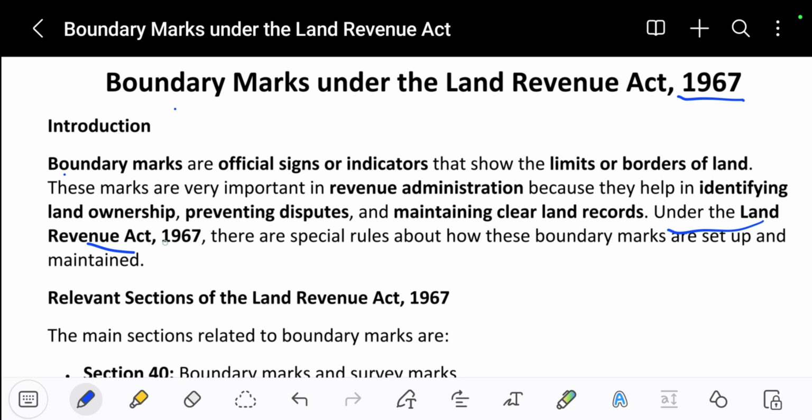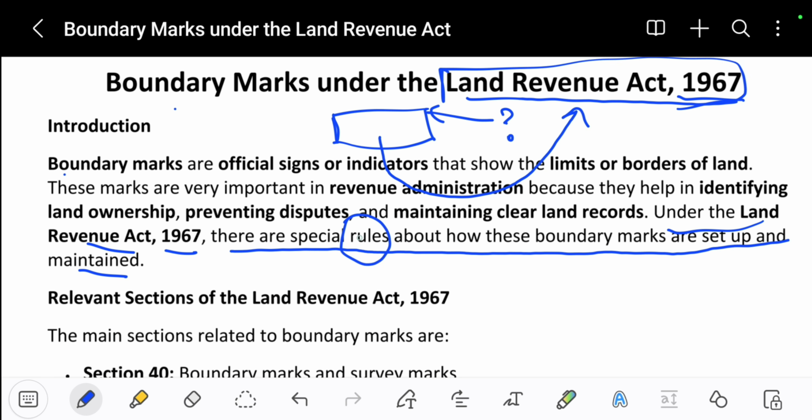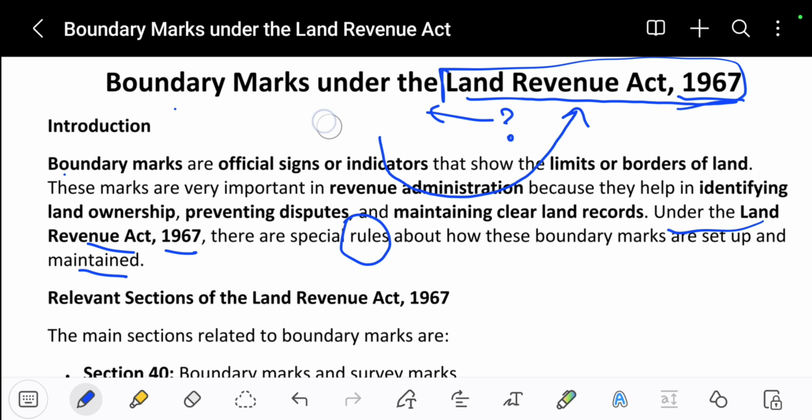Under the Land Revenue Act 1967, there are special rules about how these boundary marks are set up and maintained. A lot of people don't know how to make a boundary mark. If they want to make one, they have to look at the Land Revenue Act 1967, because this act made rules on how a boundary mark should be made on a land. Okay, this whole thing is mentioned in the introduction.